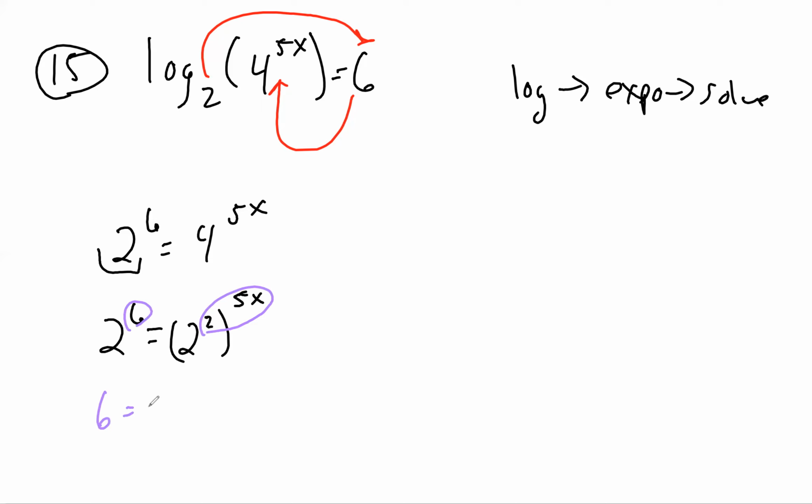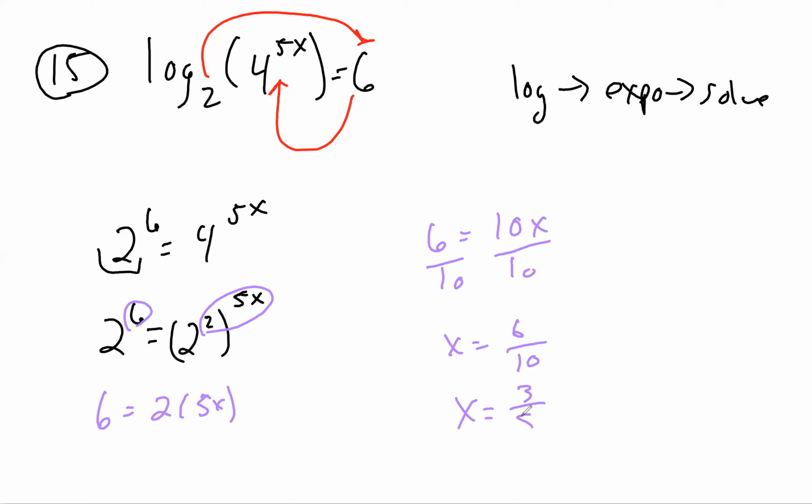And so we will have 6 equals 2 times 5x. And then when I do that, I'm going to get 6 equals what? 10x. And then I will divide both sides by 10. And that'll give me x equals 6/10. But of course, I want to reduce if I can. And in this case, I'm going to get x is 3/5. And now I'm done.